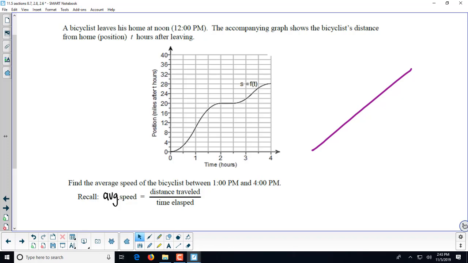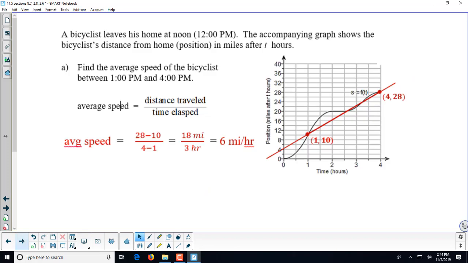So what I want to know is what was the average speed between 1 and 4. It kept speeding up, slowing down, right? Stop at a stop sign, et cetera, et cetera. Okay? So then how do we find the average speed? What's the distance that it traveled between 1 and 4?